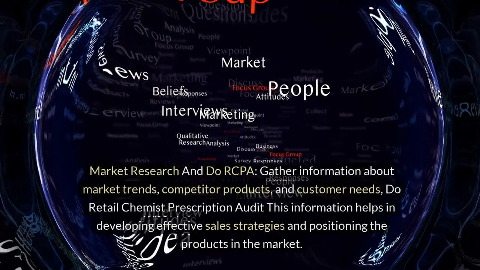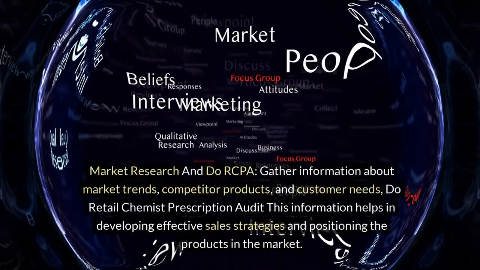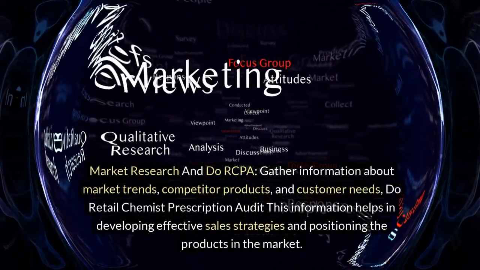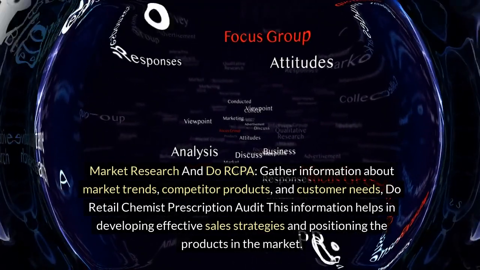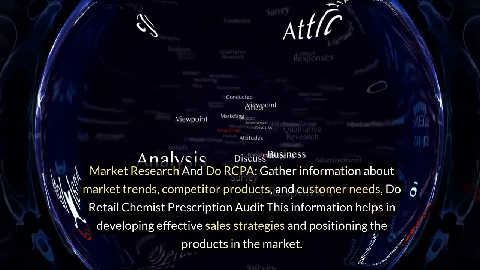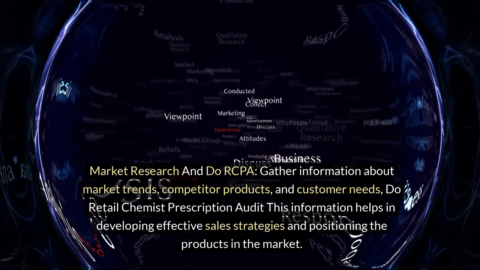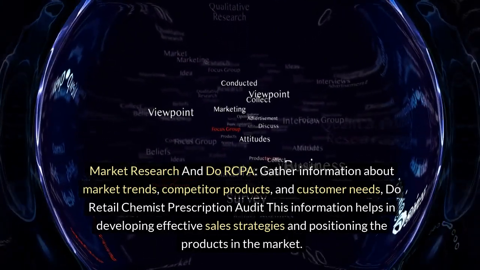4. Market research and do RCPA. Gather information about market trends, competitor products, and customer needs. Do retail chemist prescription audit. This information helps in developing effective sales strategies and positioning the products in the market.